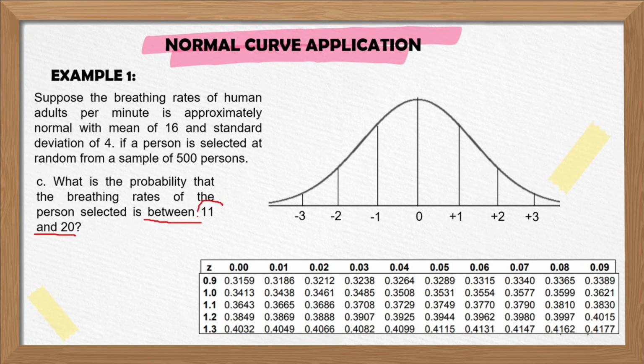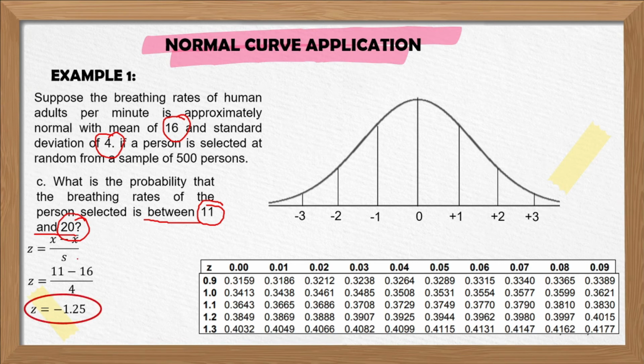So, dalawa ang value ng x natin dito. So, the same pa rin ng mean, which is 16, and standard deviation, which is 4. So, the formula for the z-score is z is equal to x minus mean over s. So, let us substitute first the 11 to x. So, z is equal to 11 minus 16 over 4. The answer is z is equal to negative 1.25. So let us now substitute 20 to the formula. So z is equal to 20 minus 16 over 4. So z is equal to 1. So we have two values of z.